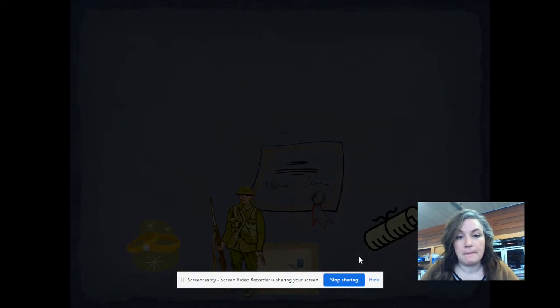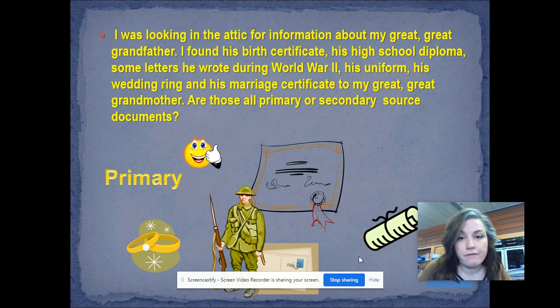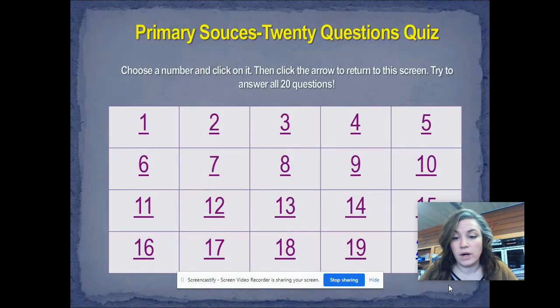Number 19. I was looking in the attic for information about my great-great-grandfather. I found his birth certificate, his high school diploma, some letters he wrote during World War II, his uniform, his wedding ring, and his marriage certificate to my great-great-grandmother. All of those would be primary. Lots of those are official government records that are created in a very certain time for just a very certain person. In this case, her great-great-grandfather. So those are primary. All right, we have one more.